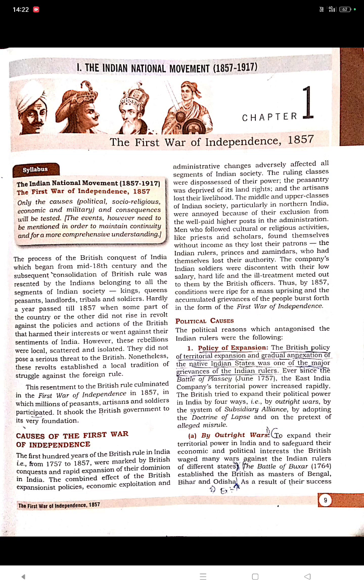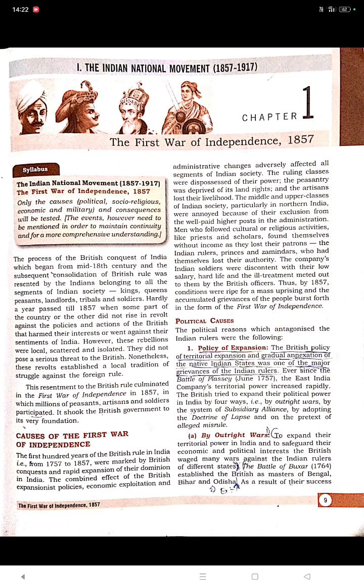The middle and upper classes of Indian society, particularly in northern India, were annoyed because of their exclusion from the well-paid higher posts in the administration. Men who followed cultural and religious activities, like priests and scholars, found themselves without income as they lost their patrons. The Indian rulers, princes, and zamindars had themselves lost their authority.